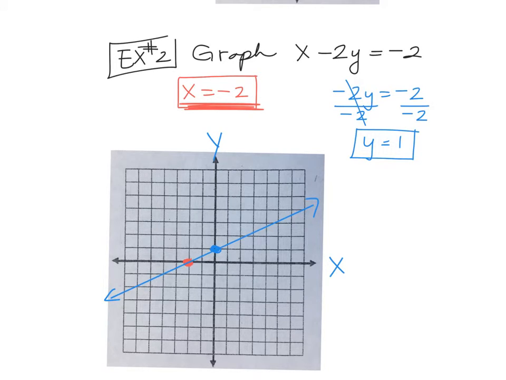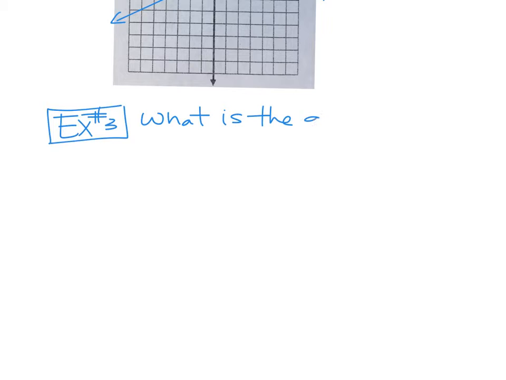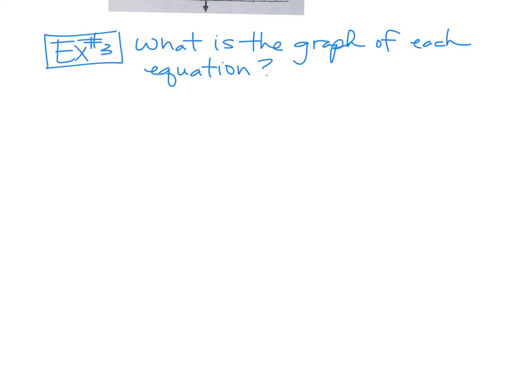Okay, last thing. There's one last thing, but it's kind of a sidebar. Here it is, example 3. What is the graph of each equation? And here are your 2 equations that we're going to do.